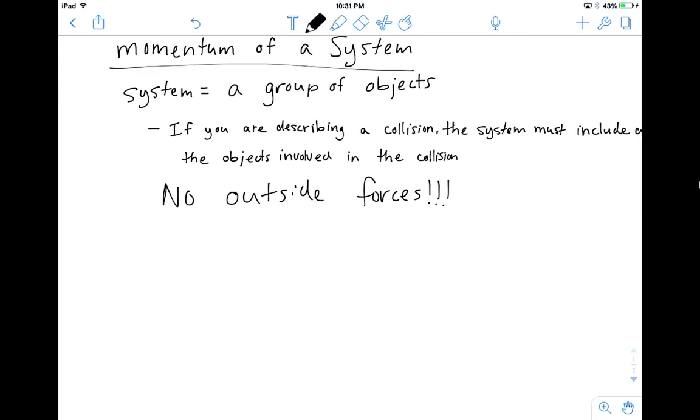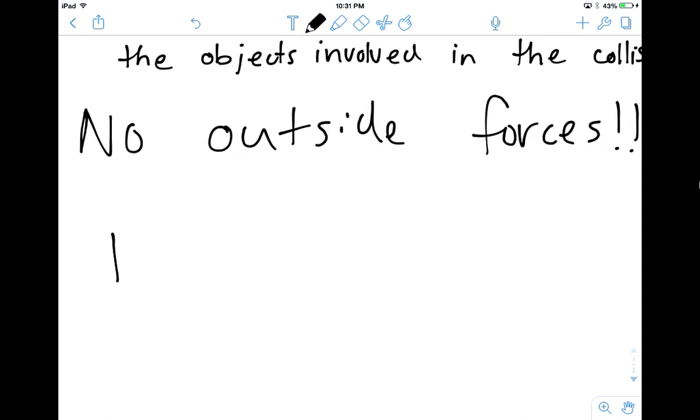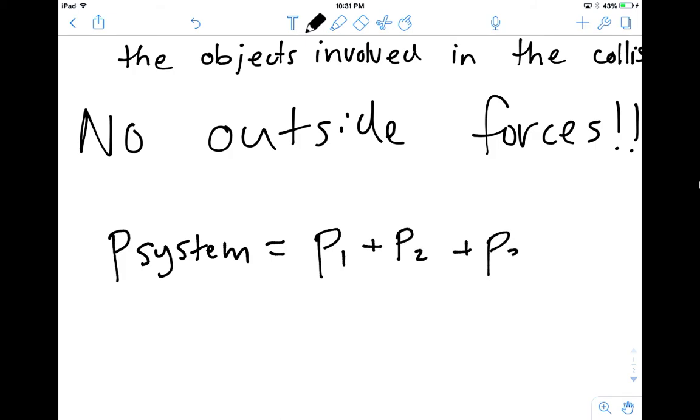Now, when we calculate the momentum of a system, we did it yesterday. It's really simple. We just add them all together. So let's write a quick equation for this. We're using P again, and we're going to say that P system equals P1 plus P2 plus P3, and I'm going to put a dot, dot, dot.